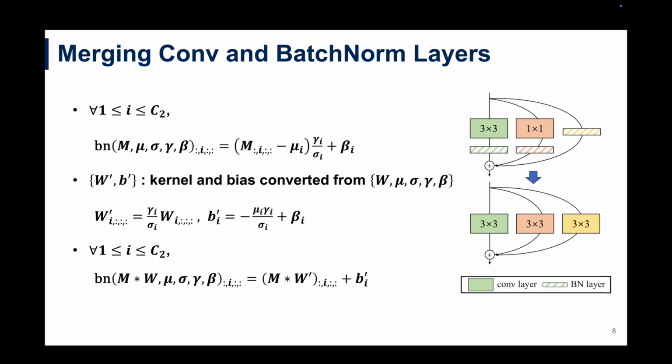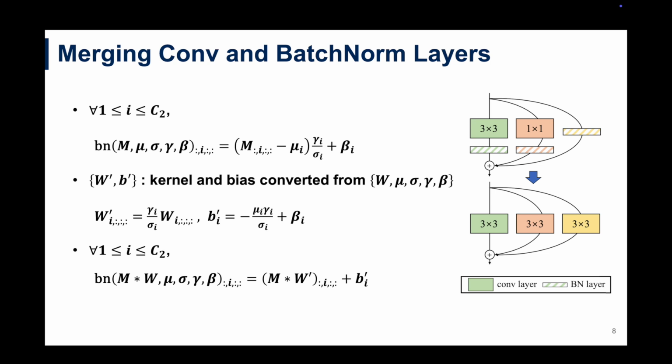After training, these are merged into a single 3x3 convolution layer. An important point to note is that during inference, the batch norm parameters are fixed. That is, mu, sigma, gamma, and beta are constants after training. Because of this, we can convert batch norm into a single linear transformation. This equation shows how the transformation works.